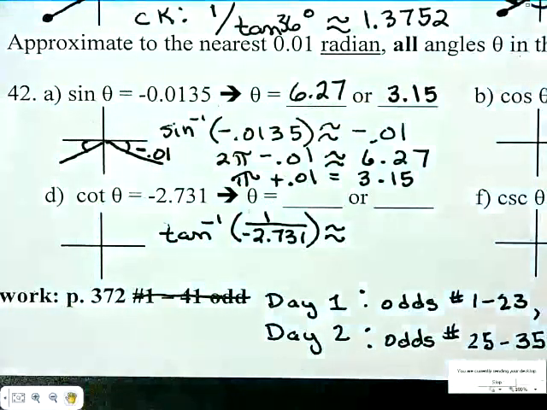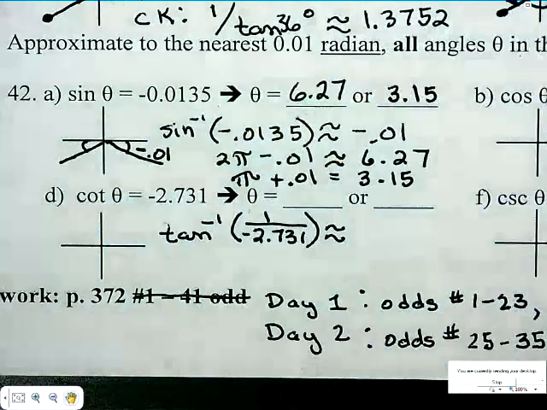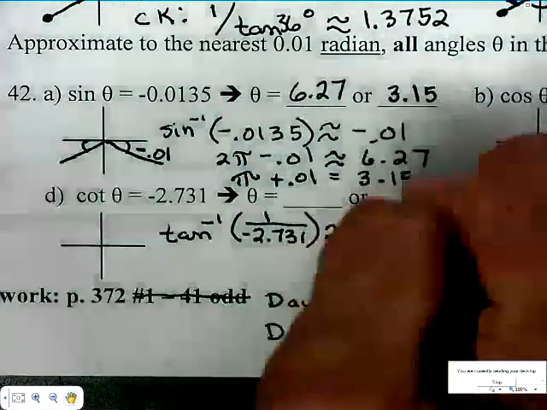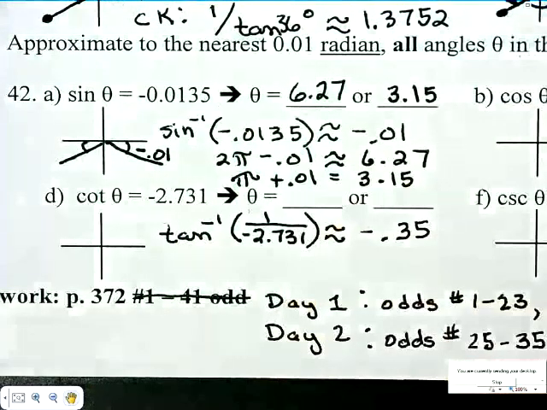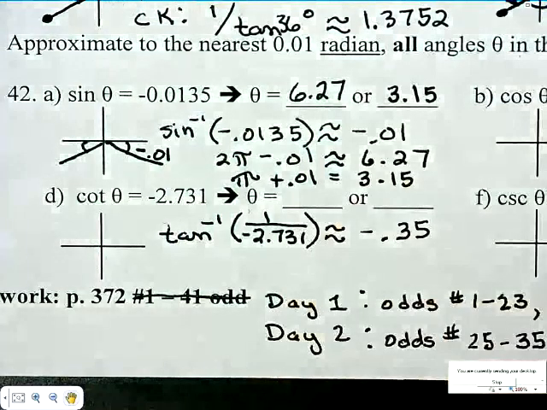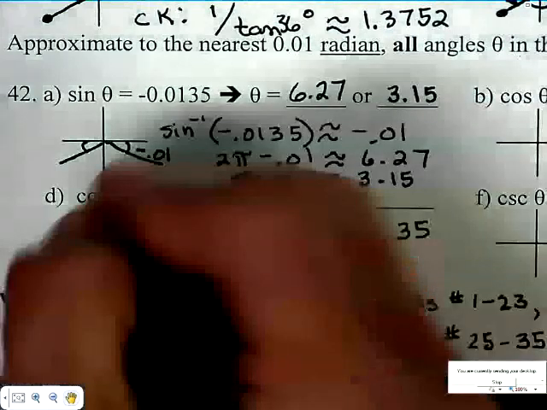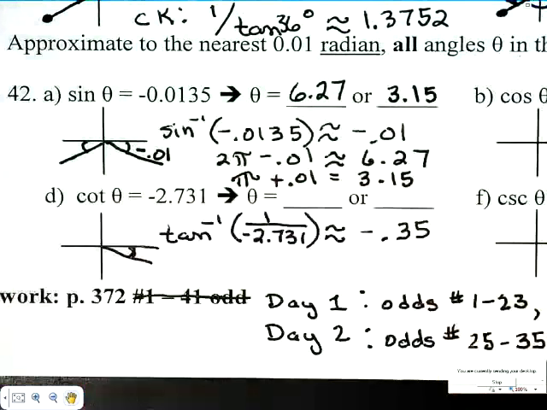That's the one I don't have written down. You'll have to tell me. About how many radians is that? Inverse tangent of 1 over negative 2.731 to the nearest 100th. Anybody second that? Okay. So again, that is a very small distance from the positive x-axis in the fourth quadrant.